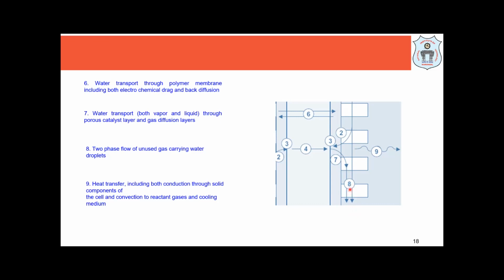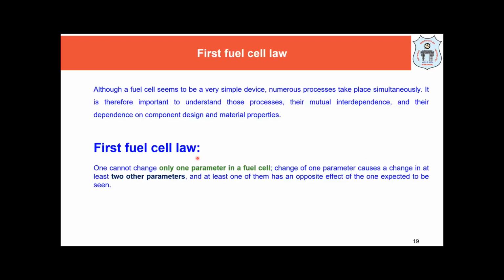What is 8? It is again two-phase flow of unused gas carrying water droplets. So all the products formed and unreacted reactants will be leaving the system. And what is the 9th one? It is the heat. So 9 is heat transfer, both conduction through solid components and convection to the reactant gases and cooling medium. Remember, these bipolar plates will have cooling water in them. So we should know about these 9 steps involved.